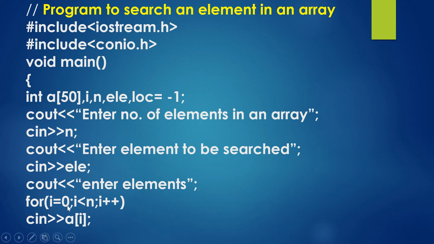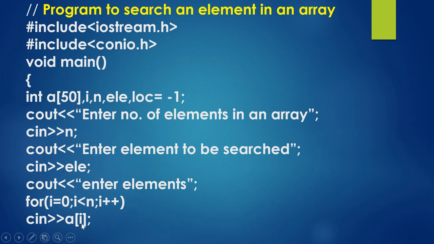For i equal to 0, i less than n, i plus plus. The index, or subscript, starts from 0, running from 0 to n minus 1. That is why i equals 0. The condition is i less than n.